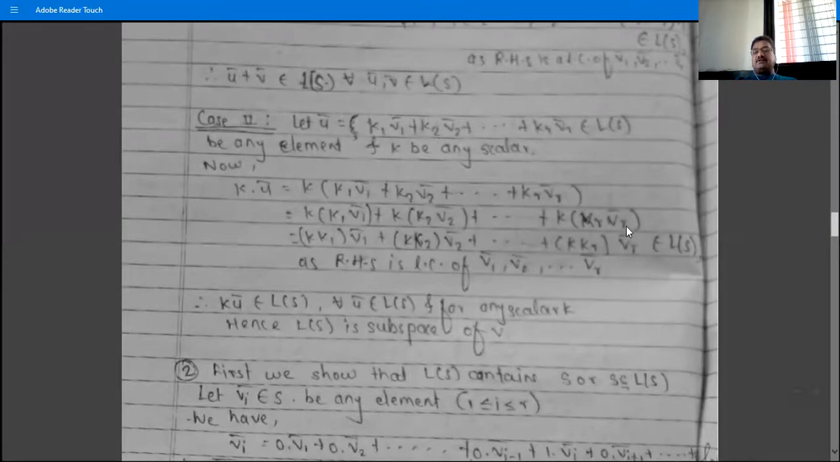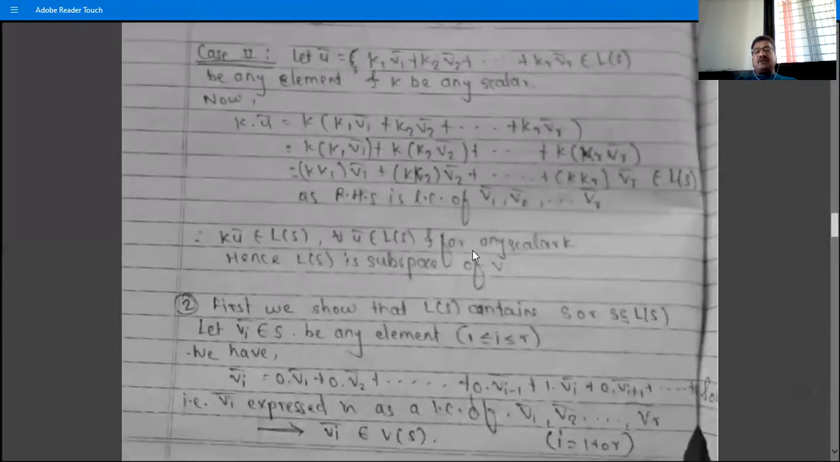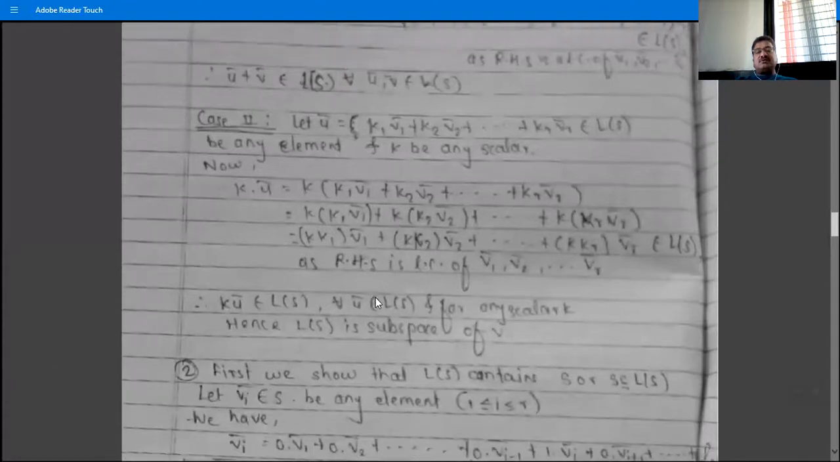This is an element of LS, because this RHS is a linear combination of V1, V2, Vn, and therefore K U bar belongs to LS for all U bar belonging to LS and for any scalar K. Therefore LS is a subspace of V, because LS is non-empty, LS is a subset of V, and LS satisfies the two properties: it is closed under addition, so every two elements of LS add to an element of LS, and it is closed under scalar multiplication, so any vector of LS and any scalar multiply to give an element of LS. Therefore LS is a subspace of V.